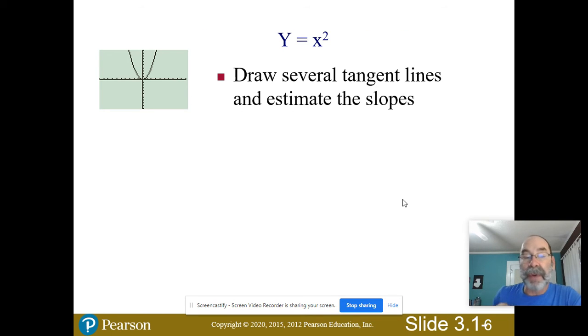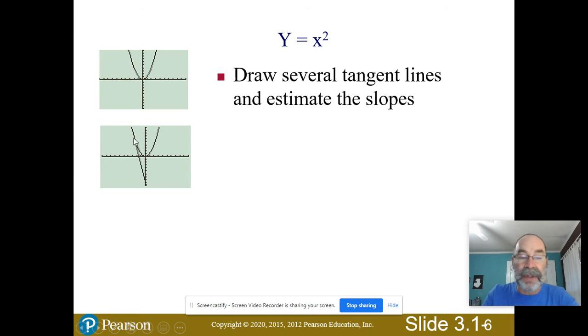So y equals x squared. There's the graph of it right there. I want you to draw several tangent lines and estimate the slopes. Let's start way over here. I think you'd have a tangent line looking about like this. It's tangent at about x equals -2 or -3. But more important, what's our slope? It's really negative. Not quite vertically negative, but it is a really big negative number, if that even makes sense.